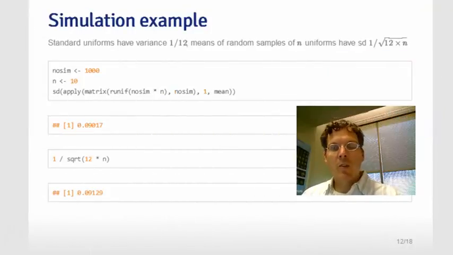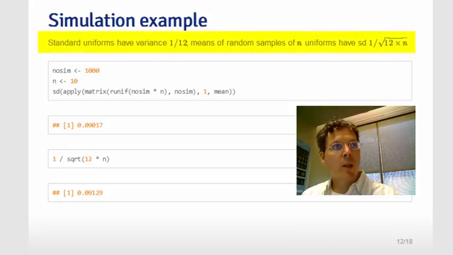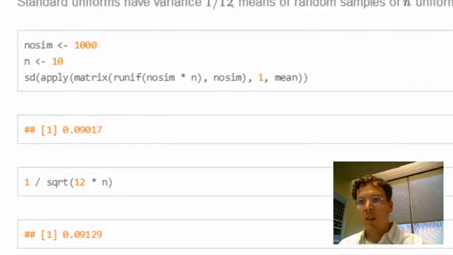Let's try it again. Standard uniforms, remember that density that's a flat line between 0 and 1, have a variance of 1/12. So let's take means of random samples of n uniforms. We simulate, in this case, 10 uniforms, take their average, and do that over and over again, and then take the standard deviation of the collection of averages of 10 uniforms. That will tell us about the distribution of averages of 10 uniforms from this population. Our math says it should be 1 over square root of 12 times n. If we do this, we get 0.09, and if we just take 1 over square root of 12 times n, we get 0.09.